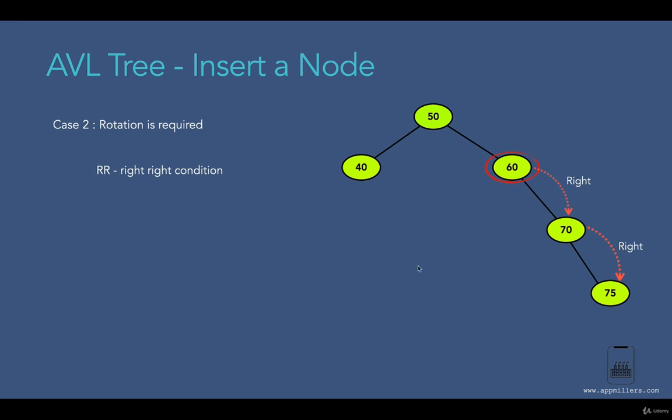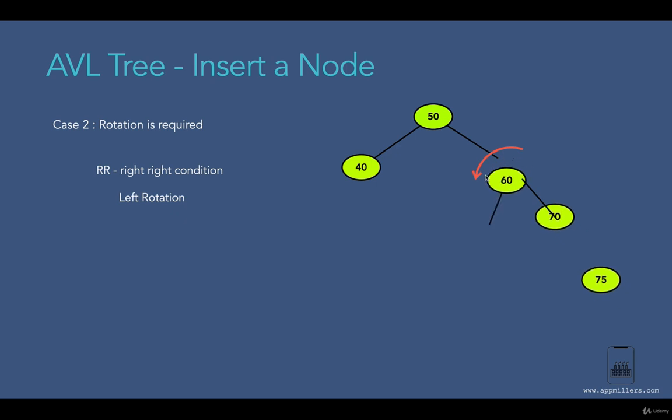Now in case of right-right condition, to make a node balanced, we have to do left rotation. So in this case, we are going to do left rotation for this disbalanced node over here. As we have identified, 60 is the disbalanced node, so we are going to do left rotation for this node. Now whenever we are doing left rotation, this disbalanced node will become the left child and the right child of this node will become the parent of this disbalanced node.